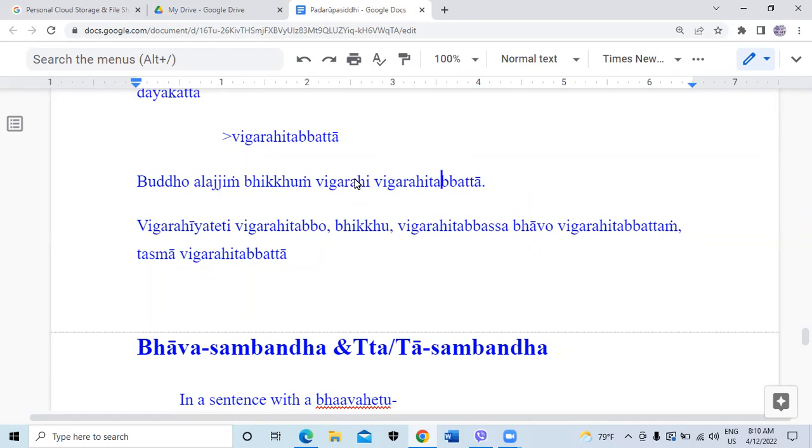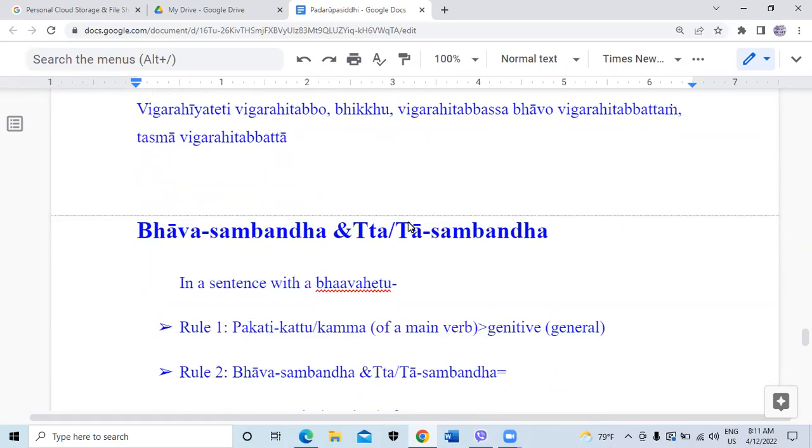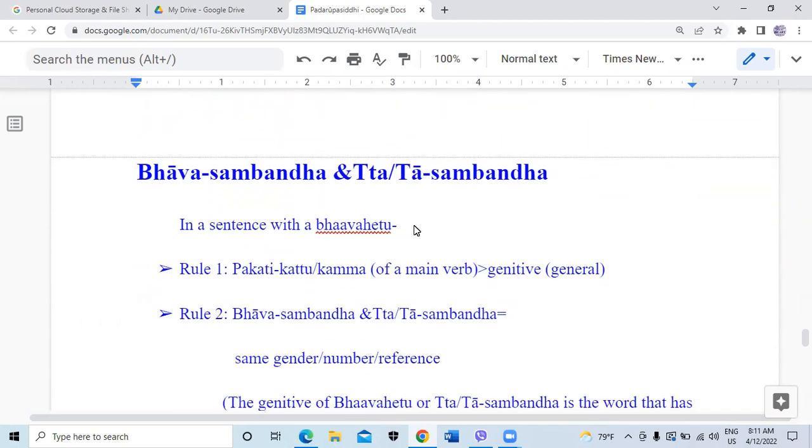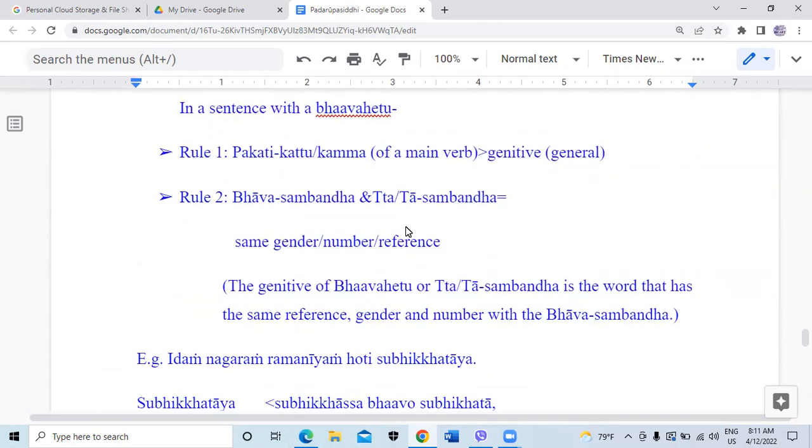Okay, in this case, vigrahi. Sometimes it is very confusing whether it is the subject or the object. The subject of this karana or hetu, is it object or subject? Sometimes confusing. At that time, we may interpret wrongly. That's why Bhāvataddhita, Taddhitakaṇḍa is a very important topic in our Pāḷi study.